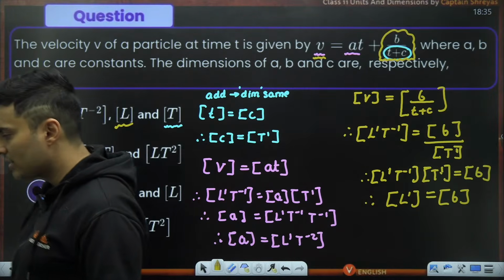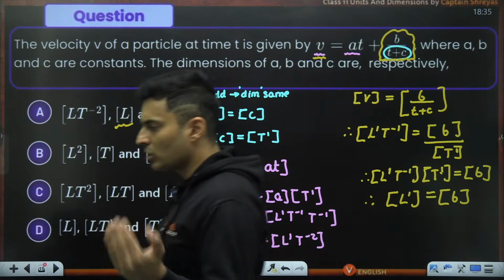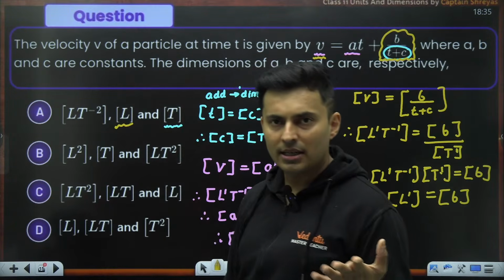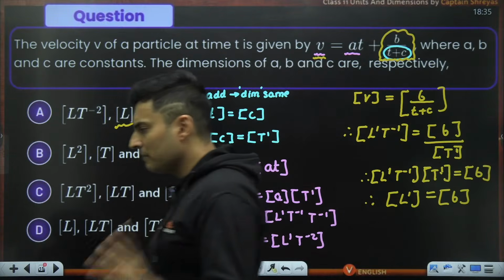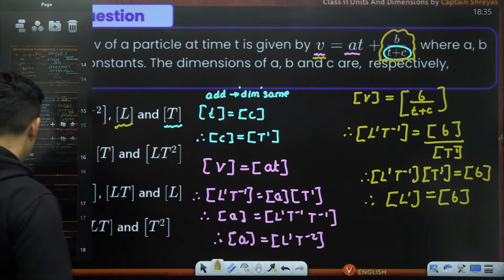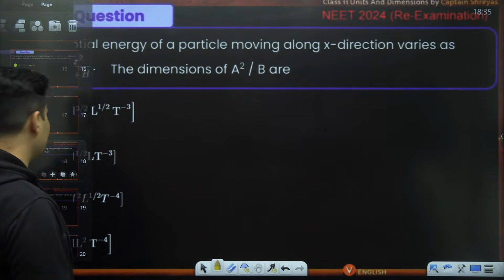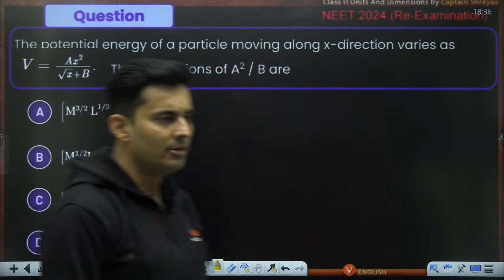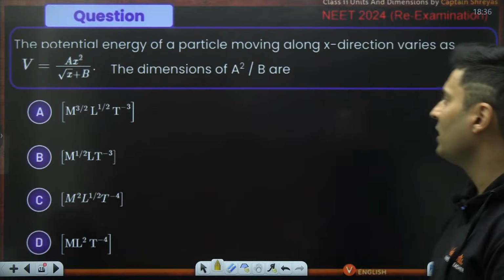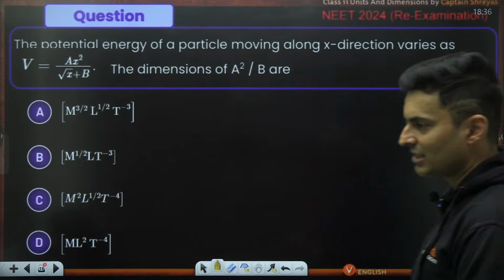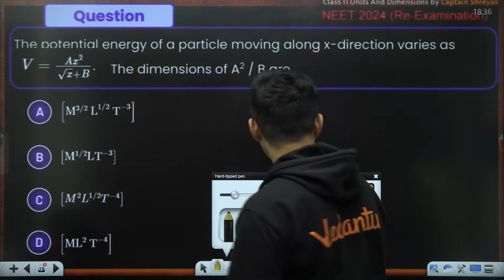Is that obvious now? Clear? Understood? How to solve these questions of dimensional consistency? Everybody? Great. This type of question was also asked in your NEET re-examination last year. And you can see now it is not that difficult to solve this as well. The previous year NEET question.